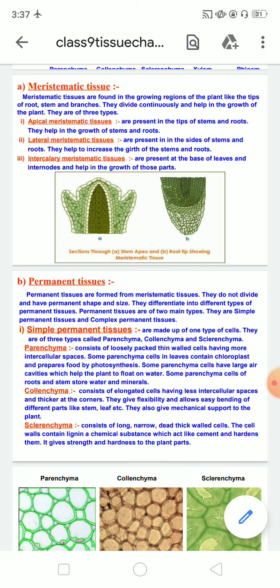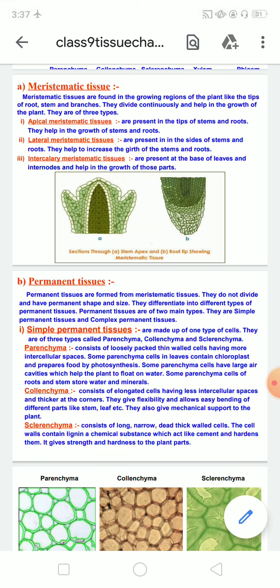So the first is the meristematic tissue. Meristematic tissue is basically the tissue that is present in the tips of the roots, stems and branches. They basically divide and help in the growth, as we have discussed in the earlier part also. So there are three types: apical meristematic, lateral meristematic and intercalary meristematic tissue. Apical meristematic tissue is present at the tips of the stems and the root, so it helps in the growth of the stems and the roots.